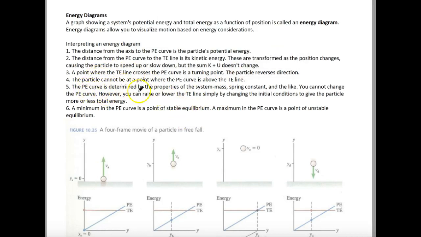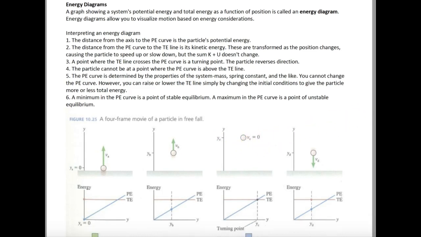The PE curve is determined by the properties of the system, so we think about the mass, the spring constant, all those different things. We can't change that PE curve, but we can raise or lower the total energy by giving the initial conditions so that things have more energy. For example, if I raise a particle up, I've increased the total energy of the system. If I start it down here, I've decreased the total energy. So you have to be very careful that you're conserving energy unless it is a non-conservative system.